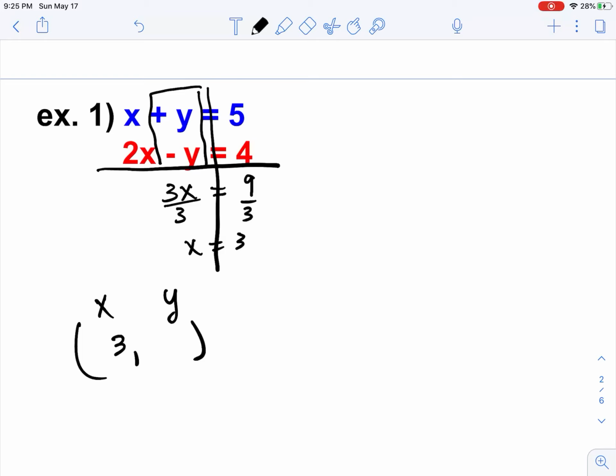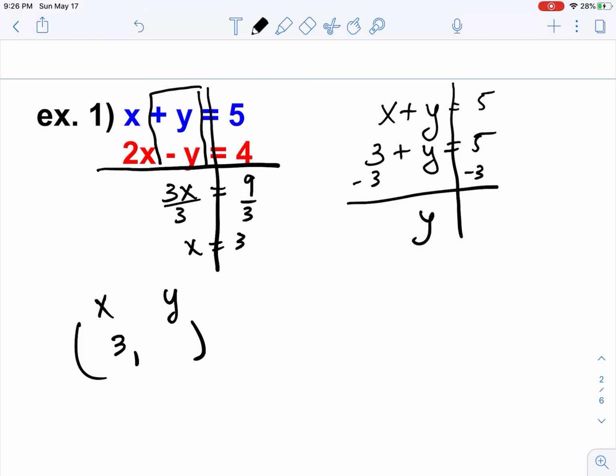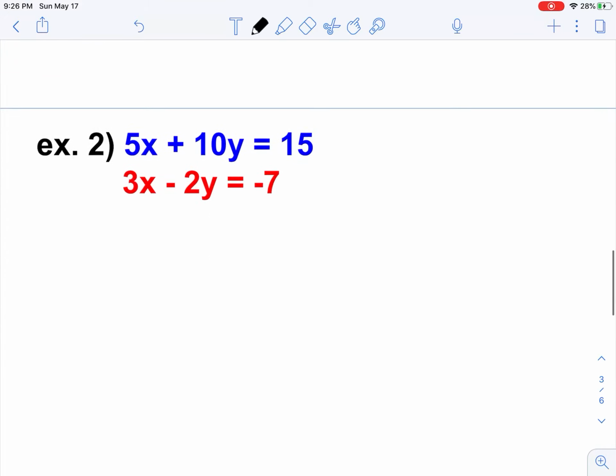So now I want to just take the simpler of the two equations. I want to take that top one. And it doesn't matter which one you use, they'll both work. But just try to be easy on yourself and choose whichever is the simpler option. So if x is equal to 3, we're going to replace x with 3. We still have the plus y equals 5. I'll subtract 3 from both sides and get y equals 2. So our solution is (3, 2).